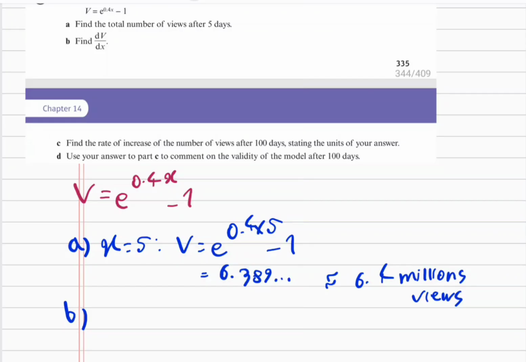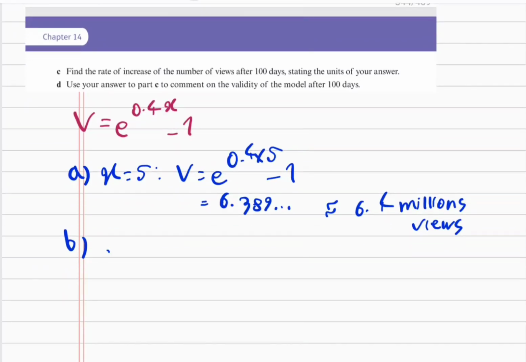Right, so in part B, we want to find dv by dx. So we essentially want to differentiate this equation. Now we have an exponential term, so whenever we want to differentiate exponential terms, we just differentiate the power, and the derivative is written as a coefficient of e basically. So 0.4x differentiates to 0.4, right? Now we just rewrite this exponential term. That's all we need to do in terms of differentiating the exponential term. So we differentiate the power, we write that down as a coefficient, and then we just rewrite the exponential term. And obviously minus 1 differentiates to 0. So this is the derivative.